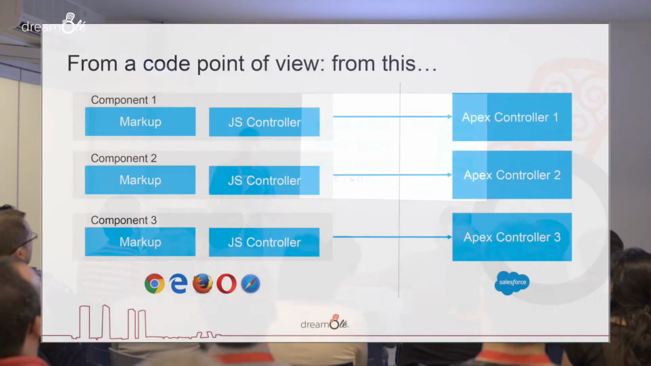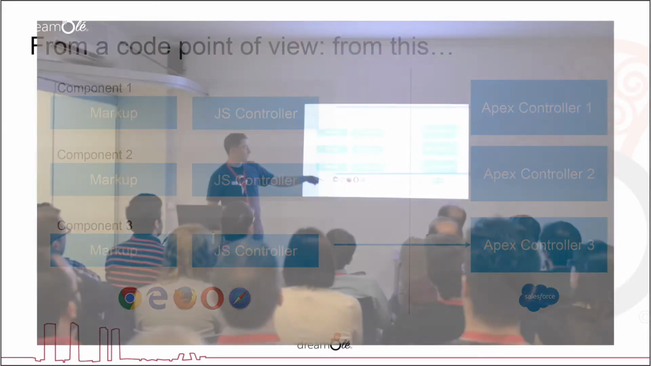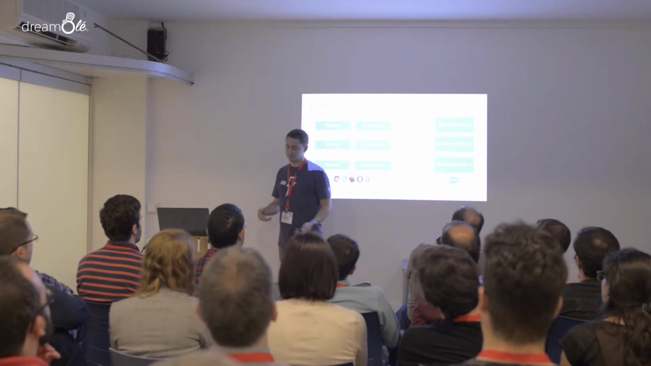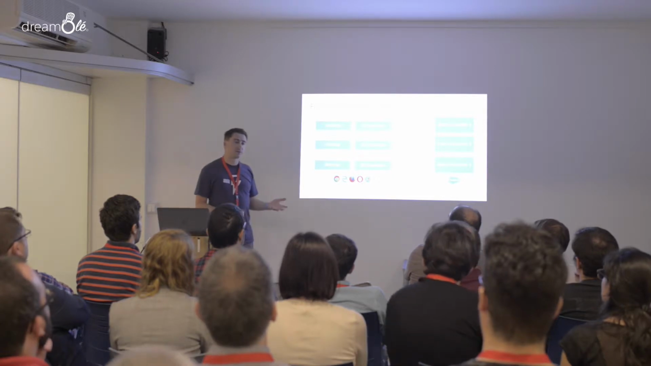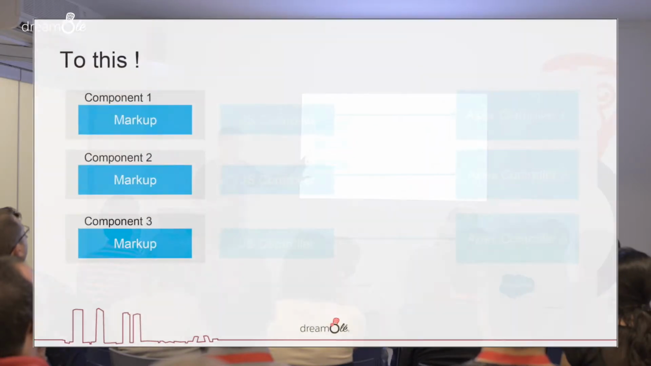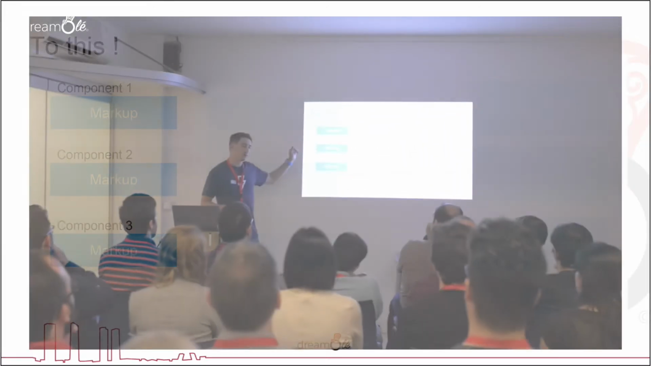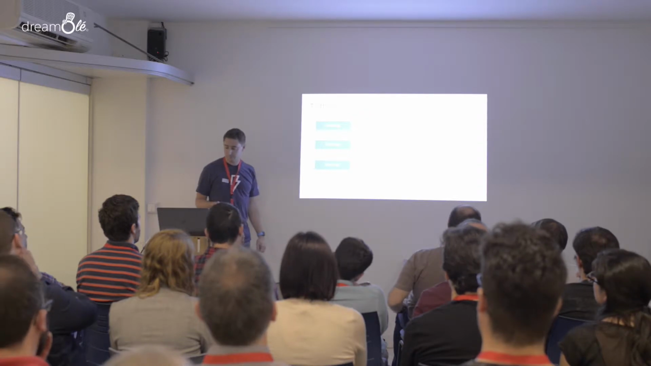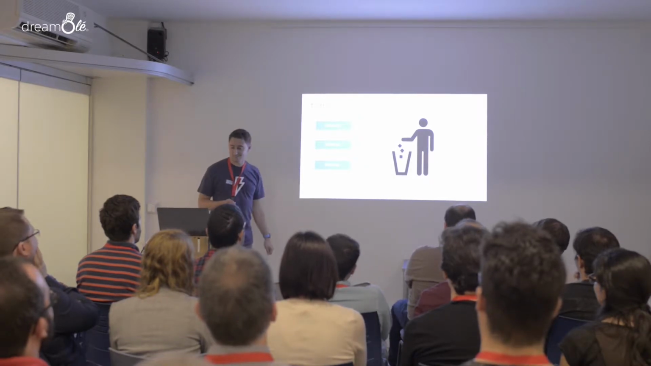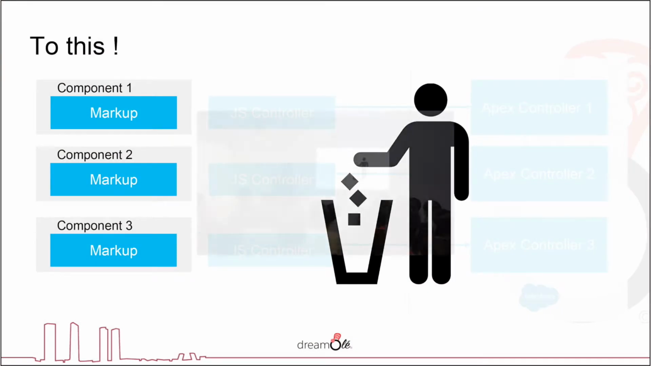So from a code point of view, previously you had to write everything: the markup, the JS controller, the Apex controller. And even with just one query in Apex, you need to write the test class also. So it's not difficult, it's just a lot of time. With Lightning Data Service, we just remove everything on here, so you will write only this part of the code. It will be much simpler and easier for you. So you will just trash this. In terms of the time you will spend developing your component, it's just awesome.